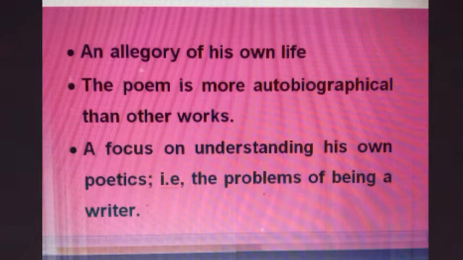There is a focus on understanding his own poetics, that is, the problems of being a writer. So, the problem of fame is discussed here. And he also considers his fame after his death. What would be the fame that he is to be decked with? That he also considers in this poem. So, we can say it is more autobiographical.